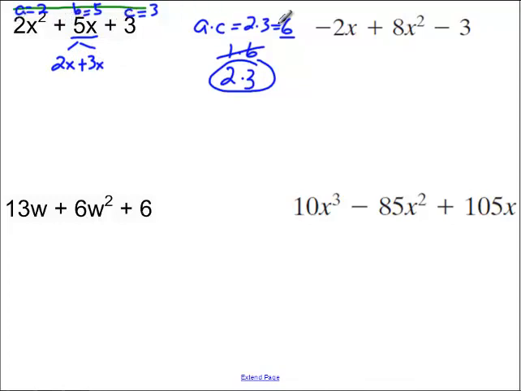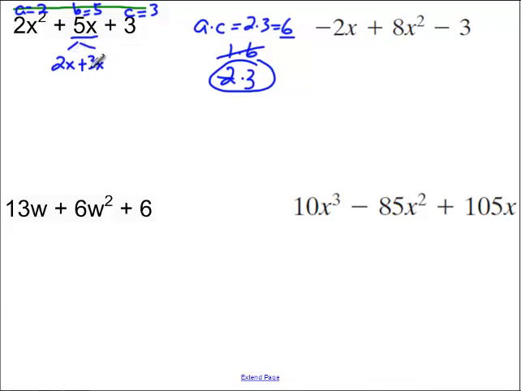Positive 2 times positive 3 gives us positive 6. Positive 6 can be factored as positive 1 times positive 6, positive 2 times positive 3, and also negative 1 times negative 6. But we never got over here because we could stop right here, where positive 2 times positive 3 gives us a positive 6, and positive 2 plus positive 3 gives me positive 5. So there's what I'm doing. I'm now rewriting 5x as 2x and 3x.